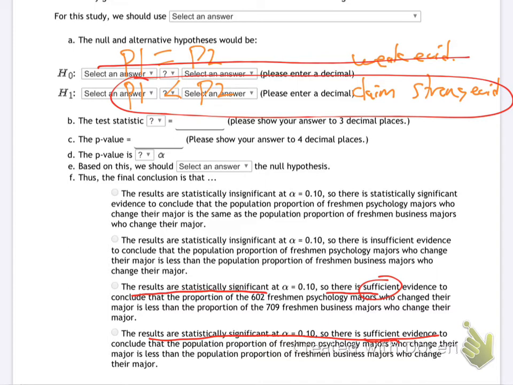What do y'all think? We'll call them C and D. This will be our first multiple choice question of the evening. What do you think, C or D? They're pretty close. Want me to read it? So C says, to conclude that the proportion of the 602 freshmen psych majors who change their major is less than the proportion of the 709 freshmen business majors who change their major. And D says, to conclude that the population proportion of freshman psych majors who change their major is less than the population proportion of freshman business majors who change their major.